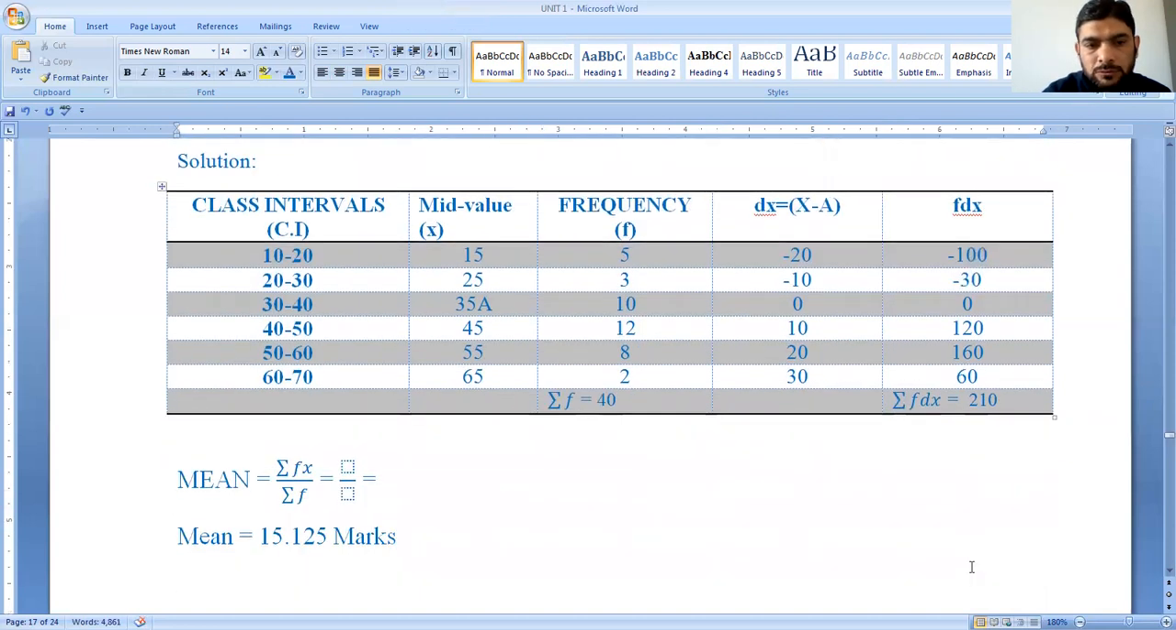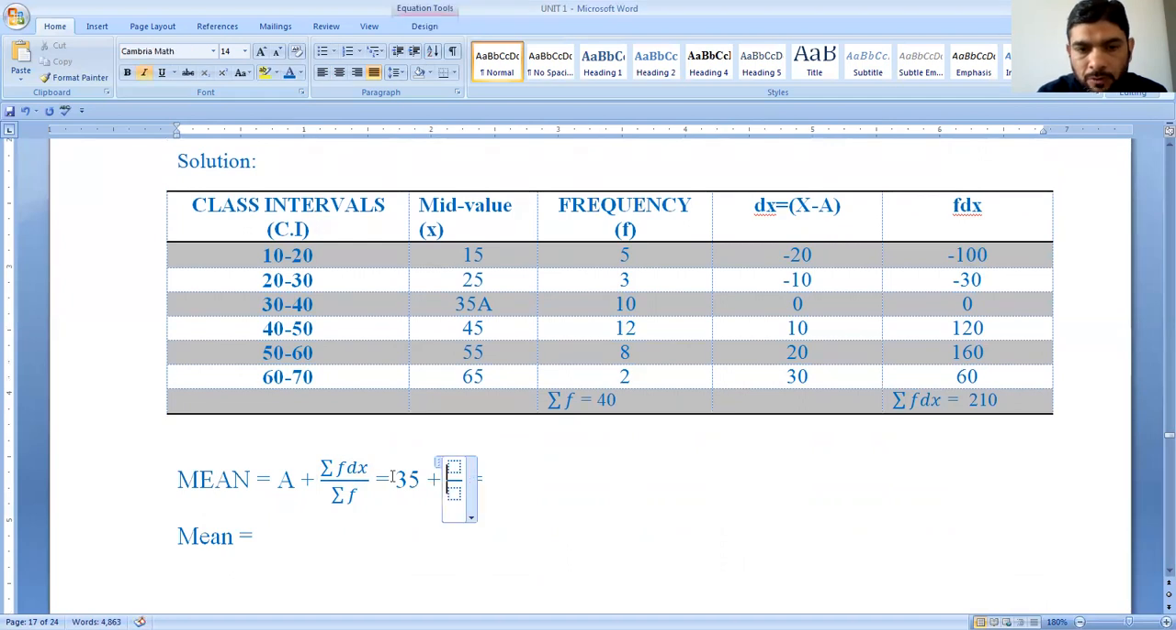Now we will apply this formula. Over here, mean is equal to a plus sigma f dx upon sigma f. Here we have taken 35 as a, that is the assumed mean is 35, and sigma f dx we have 210, sigma f we have 40. You may use your calculator to find out these values. 35 plus 21 divided by 4, the 0 and 0 will be cancelled, and 21 divided by 4 will be 5.25.